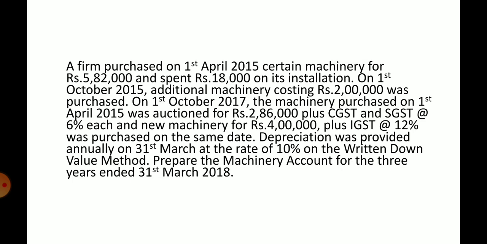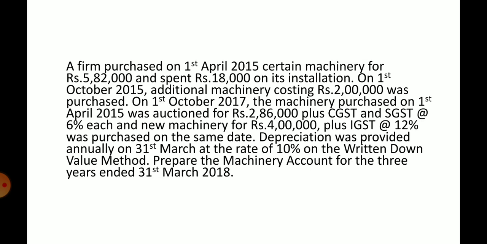Okay. On 1st October 2017, the machinery purchased on 1st April 2015 was auctioned. It means machinery was sold at 2,86,000 plus CGST and SGST of 6%. So you only have to prepare a ledger account if there is mention in the question. Okay. Now the new machinery for 4 lakh plus IGST was purchased on the same date.